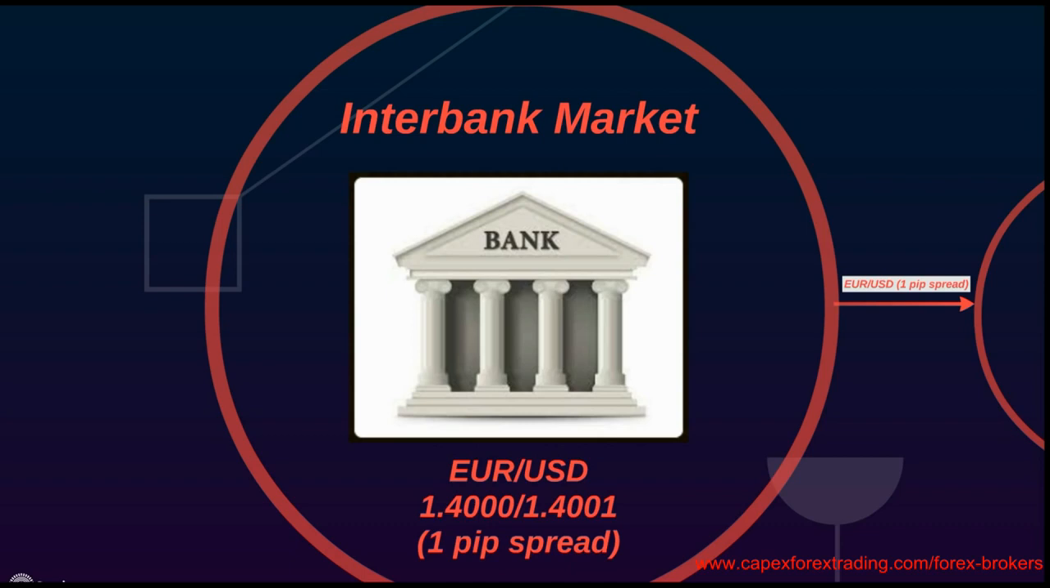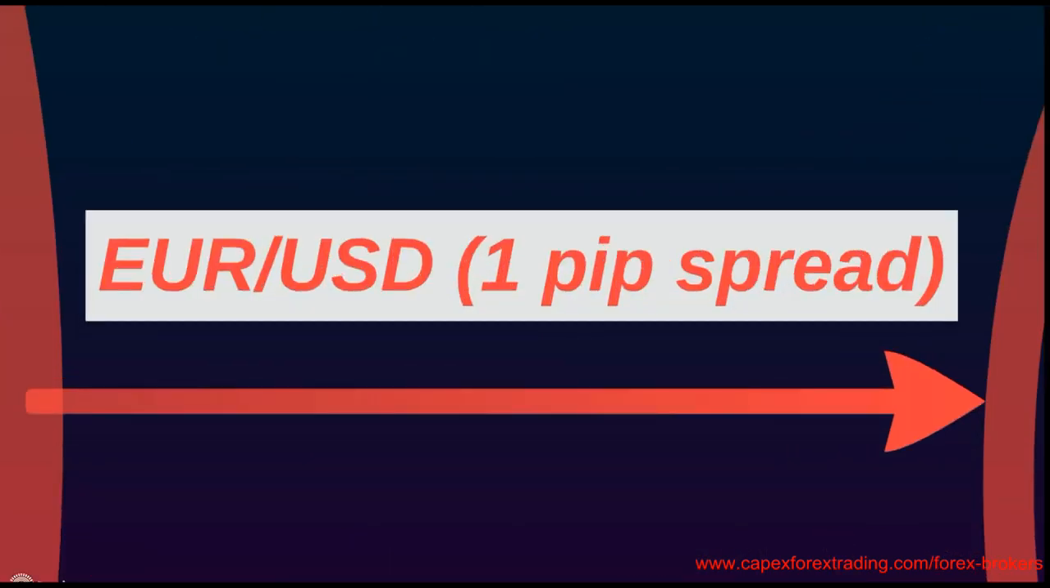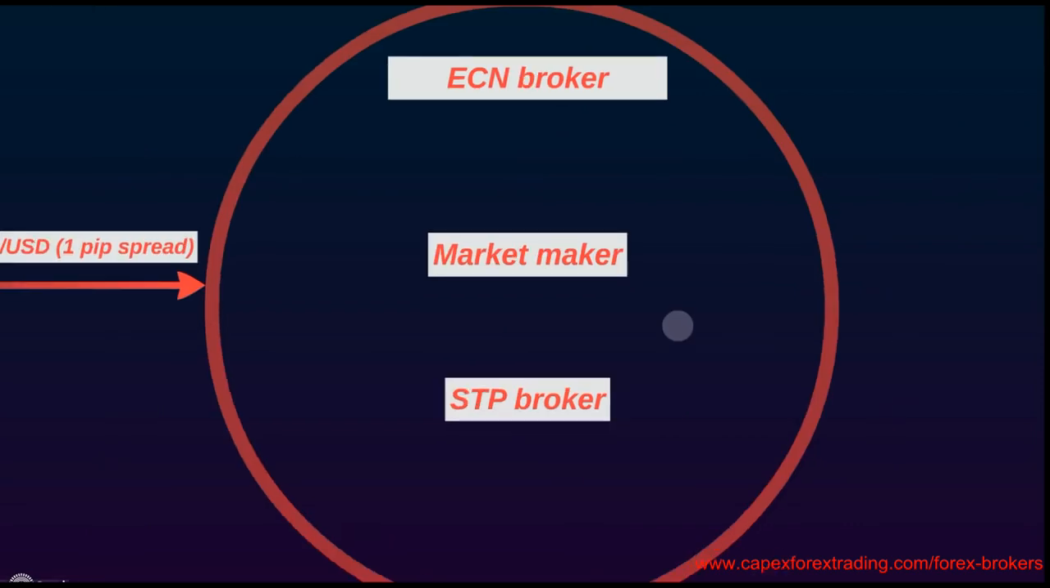Now, for those of you who don't know, the difference between the buying price here on the left and the selling price here on the right is called the spread. Because there is a 1 pip difference between those two prices, we say that this currency pair has a 1 pip spread. So the interbank market is quoting and providing a 1 pip spread for the Euro USD currency pair to all different brokers around the world. Now, those different brokers will be the ECN broker, the market maker, and the STP broker.